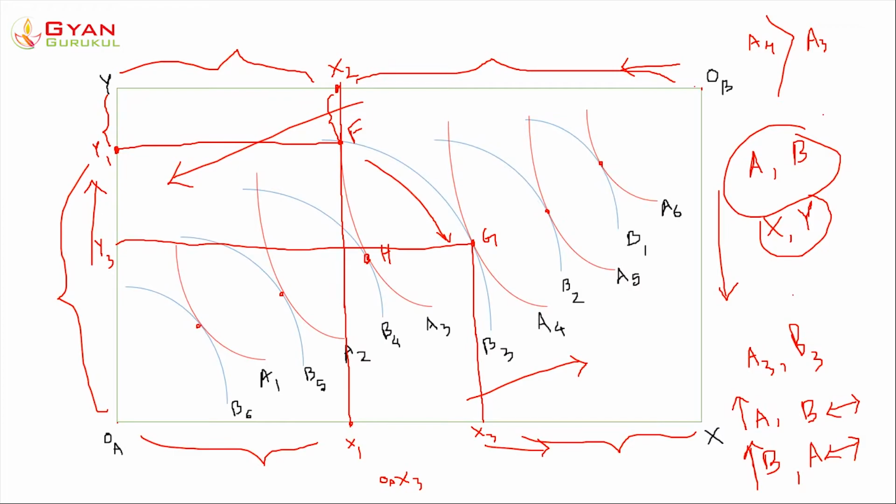It is now transferred to consumer A, and in that place, what we have seen here: previously consumer A was consuming OA Y1 of commodity Y. Now how much is it consuming? Now it is consuming OA Y3.